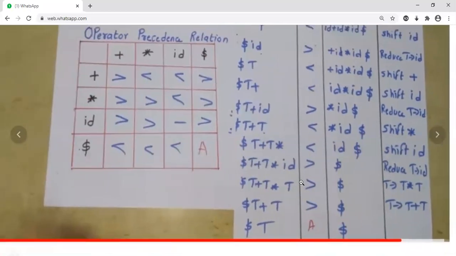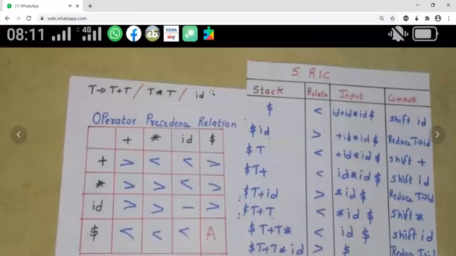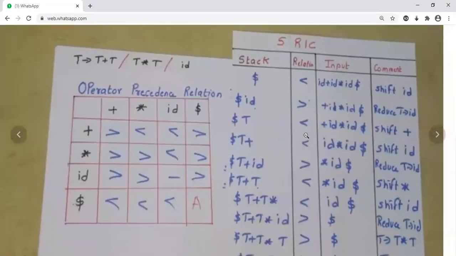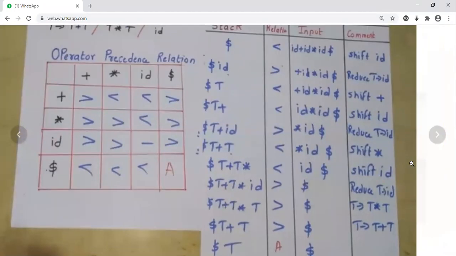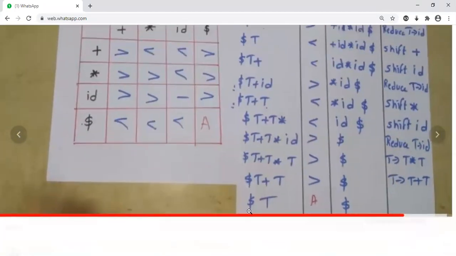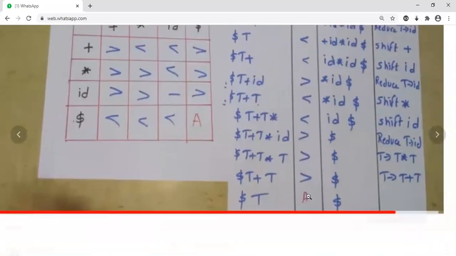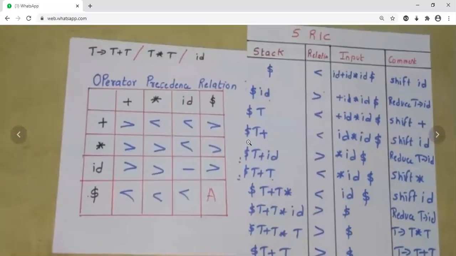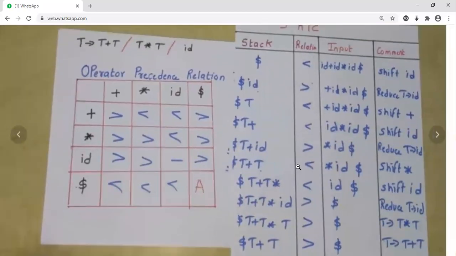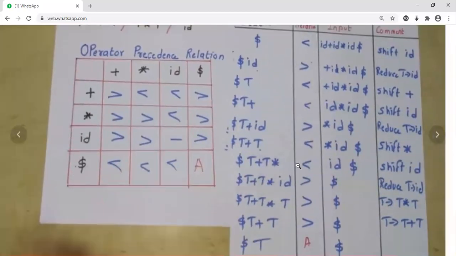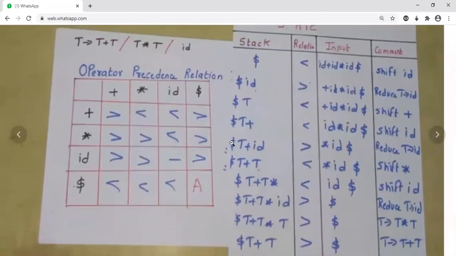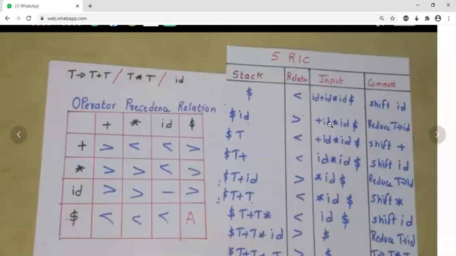So T star T will be reduced by this capital T. And finally, this is T plus T. So once this is T plus T, we reduce it by T. And finally, T and dollar dollar, that is the accepted state. So we reach the starting symbol. So this is the way we complete this SRIC, which again is stack relation input and comment. So with the help of this operator precedence relation, we build it.